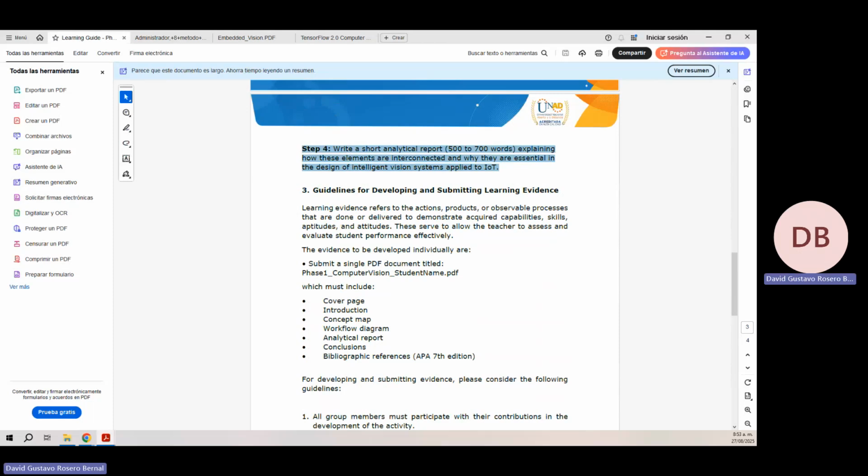So, as you work on your concept map, workflow diagram, and analytical report, remember that you are not only fulfilling an academic requirement, you are also building the skill set of a computer vision engineer. Someone capable of connecting theory, software, and hardware to solve real problems in science and society. Thank you, and I look forward to seeing your work for phase number 1.